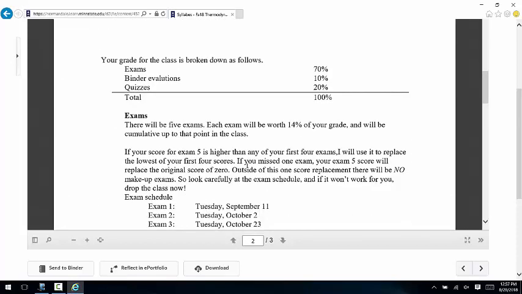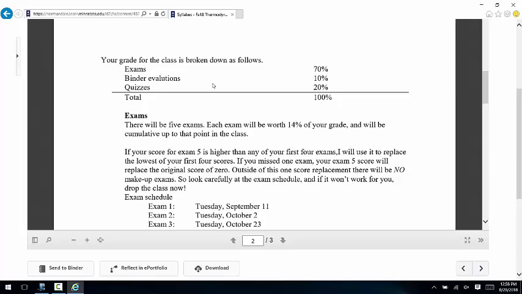The grade for the class is going to be broken down into 70% based on exams, 10% based on the binder evaluations, and 20% on quizzes. Now I'm just going to go through what to expect from each of those categories.